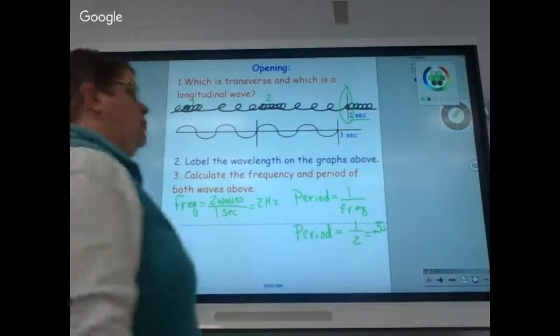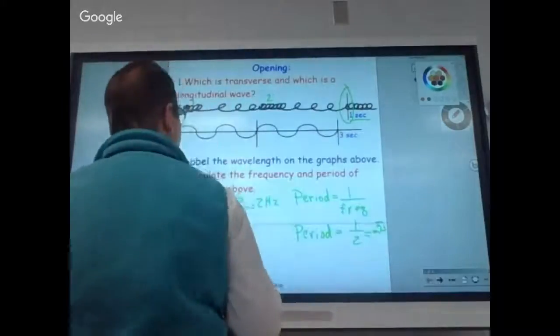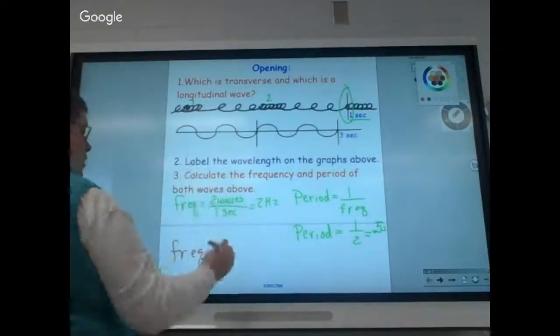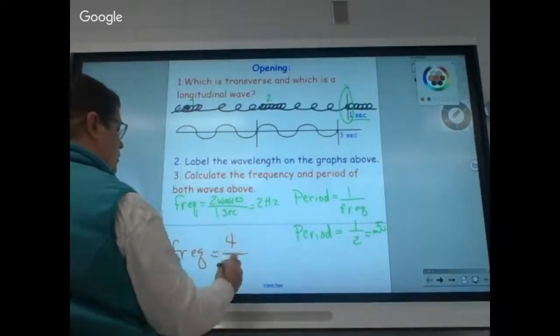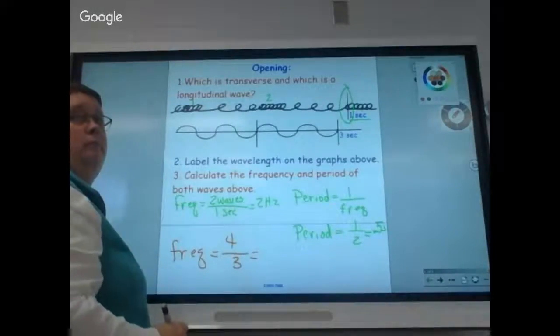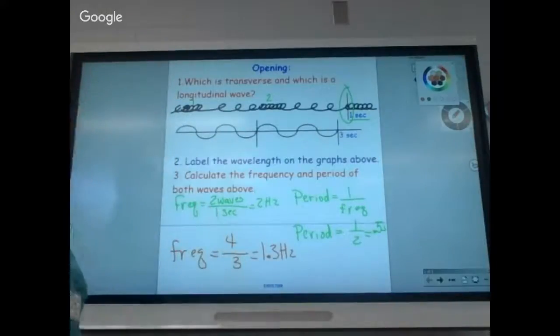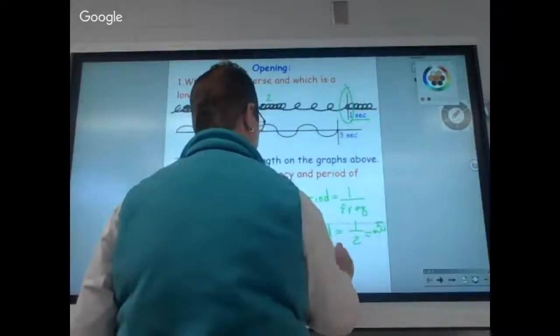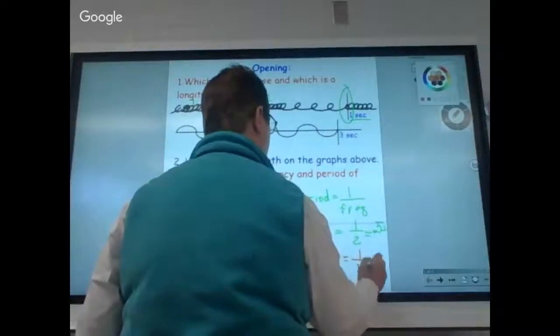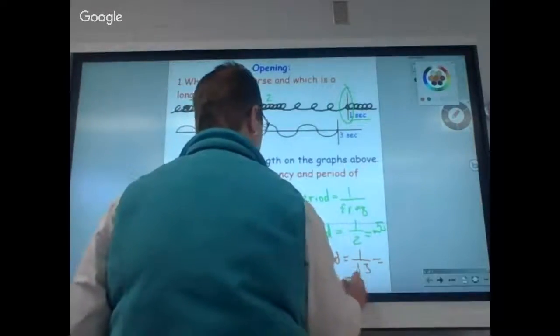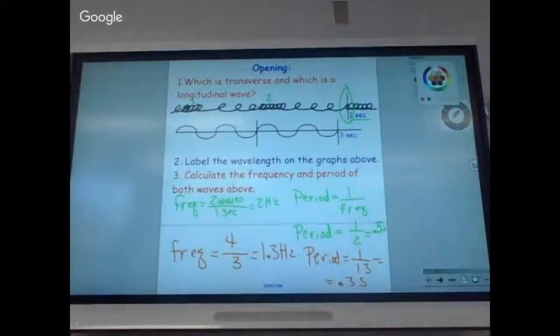Now, for my second wave, how many waves do I have? How many waves are here? 4. So 4 over, what's my time? 3. So what's 4 divided by 3? 1.3? 1.3 hertz. Better be right since y'all didn't tell me I'm wrong. All right, how do I find the period? Period equals 1 over 1.3. What's 1 divided by 1.3? Point what? 0.3 repeating seconds. Questions about how to do that? Some of you got every one of those questions wrong on the back side of the quiz.